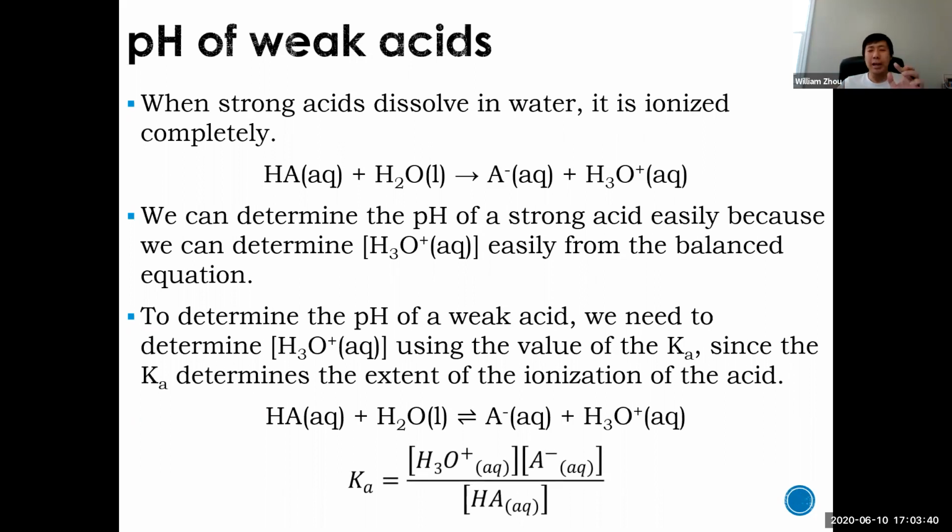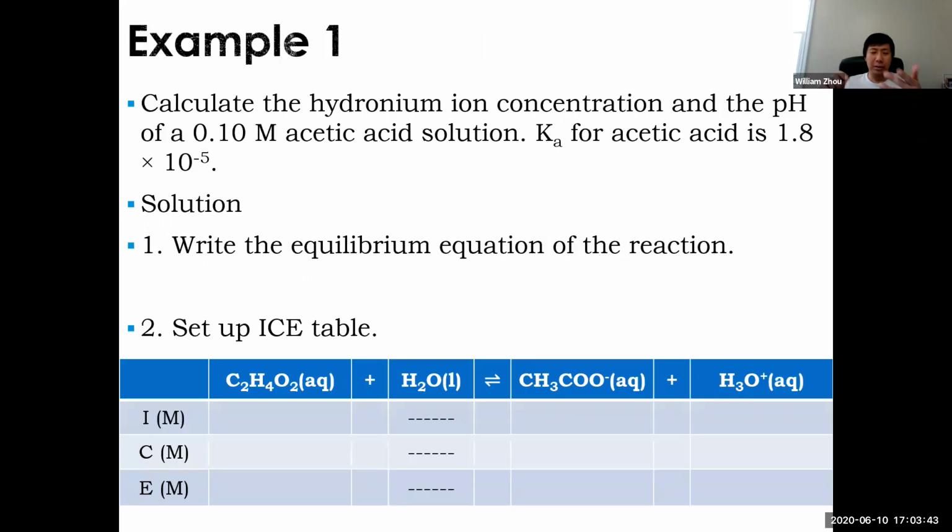Okay, so let's actually look at an example on Ka calculations and how exactly this works. So here goes. Calculate the hydronium ion concentration and the pH of 0.1 molar acetic acid. And Ka for acetic acid is 1.8 times 10 to the negative 5. In order to solve for the pH of 0.1 molar acetic acid, you will have to write the equilibrium equation for dissolving acetic acid in water.